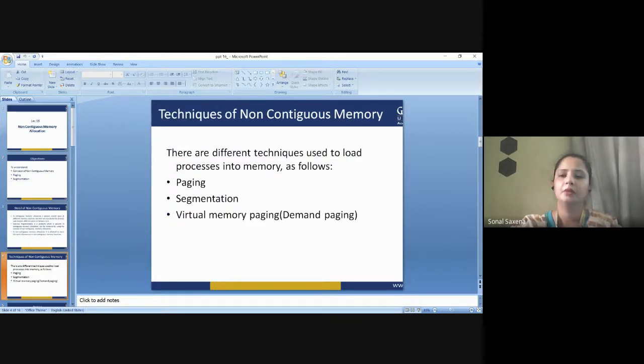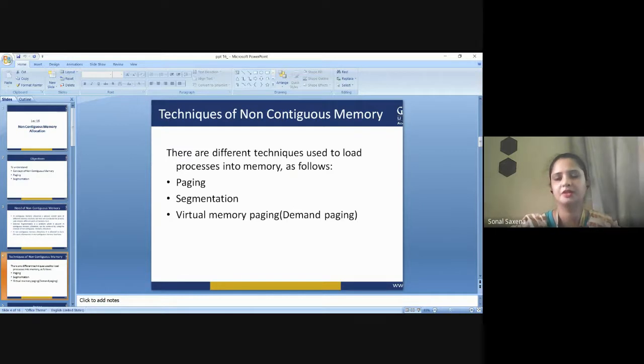Now, just like in contiguous memory allocation, where the techniques used were fixed allocation and variable allocation, in a similar manner here in non-contiguous memory allocation we have different techniques we can use. Not just two, there are three different techniques, and gradually I'm going to cover all these concepts with you. First, an important and very common technique is called the paging technique.